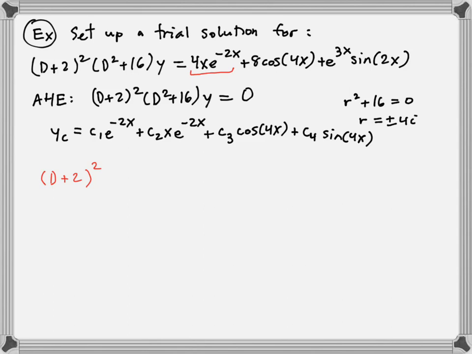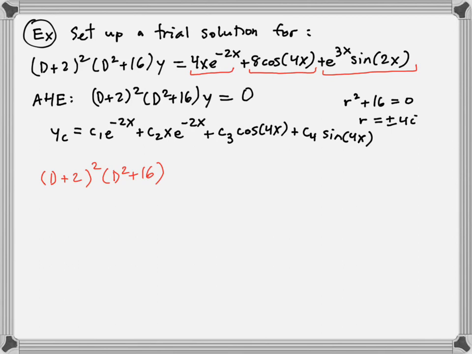Next, I need to annihilate the second guy. You notice that that's a cosine of 4x. So again, I know I'm going to need a d minus 4i for that, times d minus negative 4i. So in other words, I'm going to need exactly the d squared plus 16 to annihilate that guy. Now this guy, this is a different complex number. If this was a sine 4x and there was no e to the 3x there, it would already be annihilated by the thing I just wrote down.